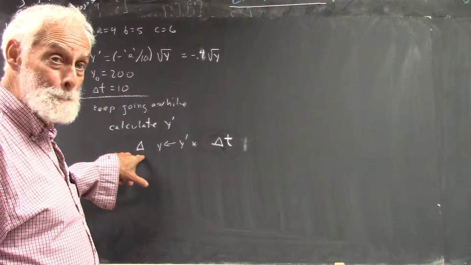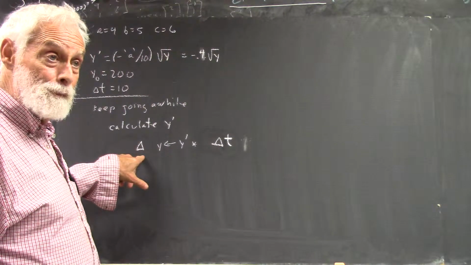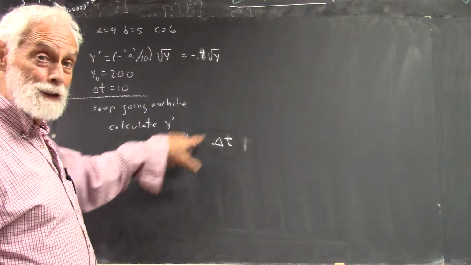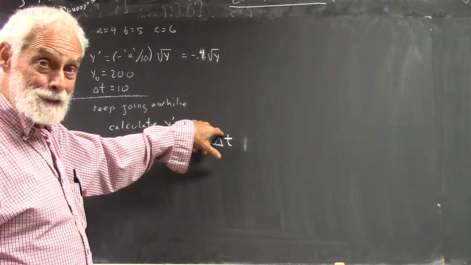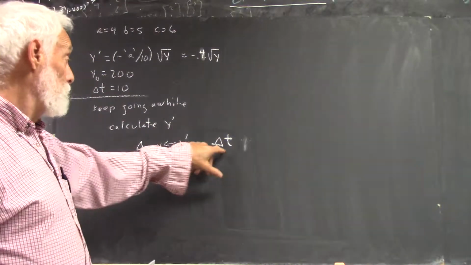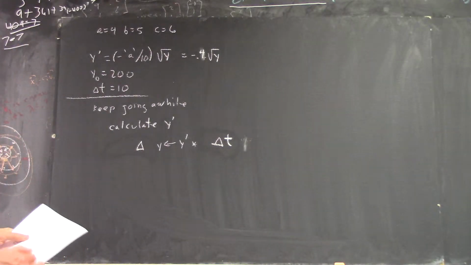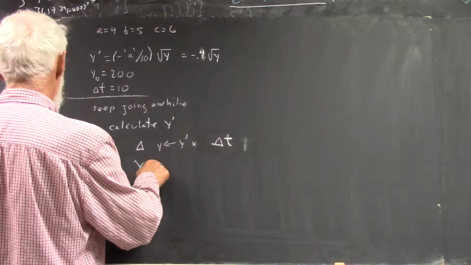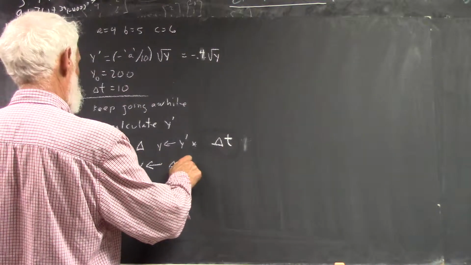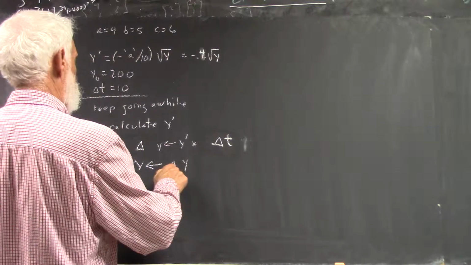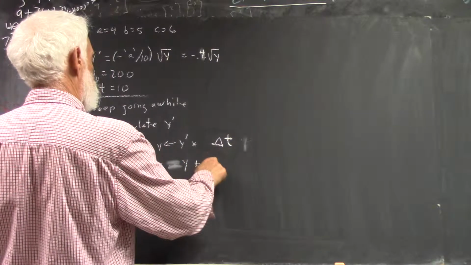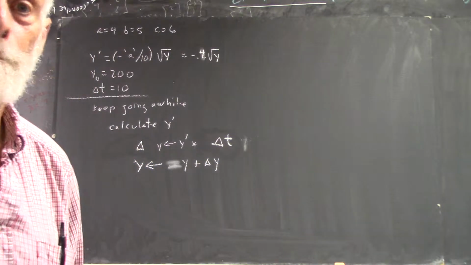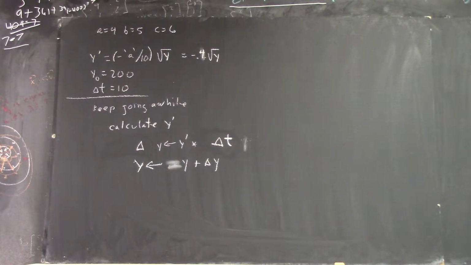Does that make sense? Do we understand why? It's because y prime is basically a delta y over a delta t. So that delta y is a y prime times delta t. Something we do want to kind of get used to. And then your next step should read, without the capital delta, this. Okay, can we do that? And we keep going.